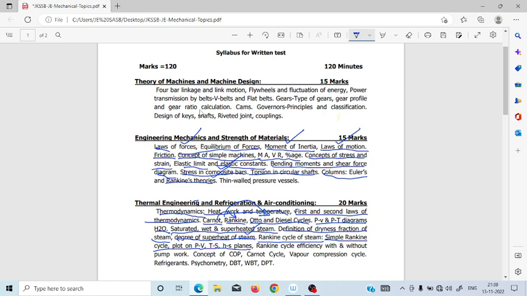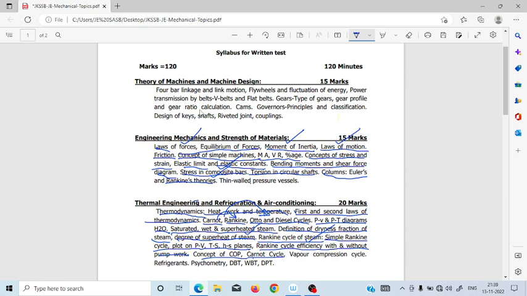Then we'll move on to Rankine cycle efficiency with and without pump work, and we'll study why Rankine cycle efficiency is higher without pump work and how it changes with pump work. We'll study both of the sections. Then we'll move on to the concept of COP, which finds its application in refrigeration and air conditioning. And this is the reverse Carnot cycle, which we'll study in refrigeration and air conditioning. As you know, there are two Carnot cycles mentioned here. This is in thermodynamics and this is in RAC.